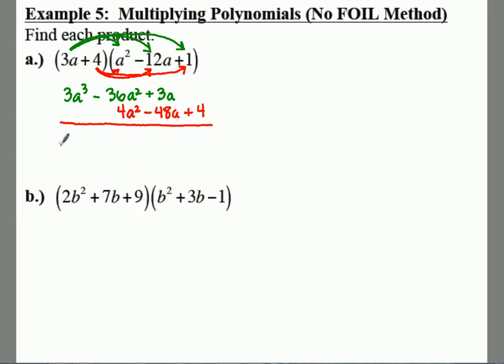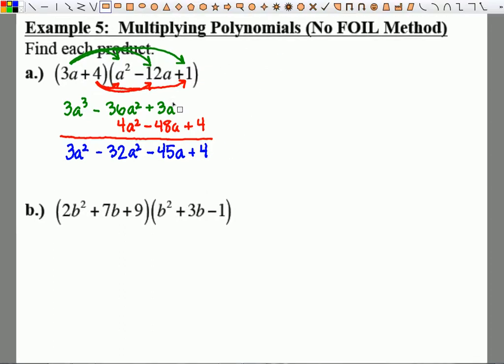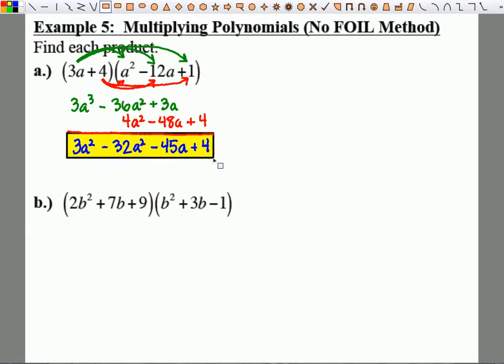So the reason I do this is because now if I want to simplify my final answer, I can just add these straight down. So I have a 3a cubed plus nothing, so I get 3a cubed. And then I have a negative 36a squared plus a 4a squared, so that gives me a negative 32a squared. So you see how they're already lined up, and I can just add them down as long as you have your terms in the same row or the same column. 3a minus 48a gives us negative 45a, and then I just bring the 4 down. So that is my answer if you multiply a binomial times a trinomial.